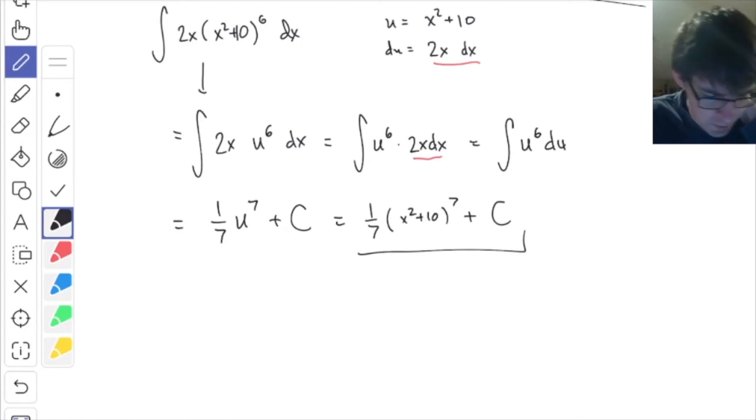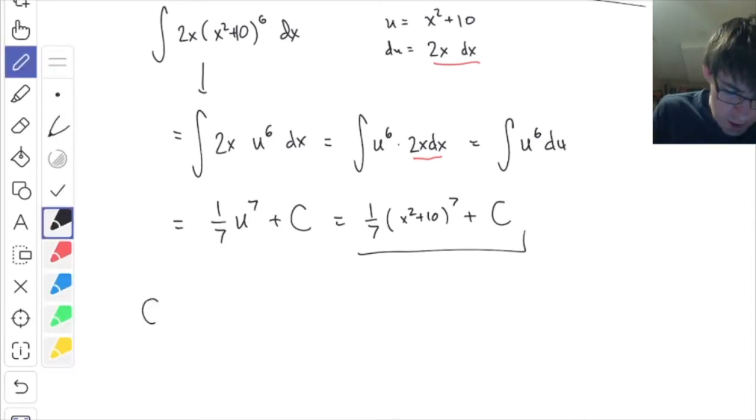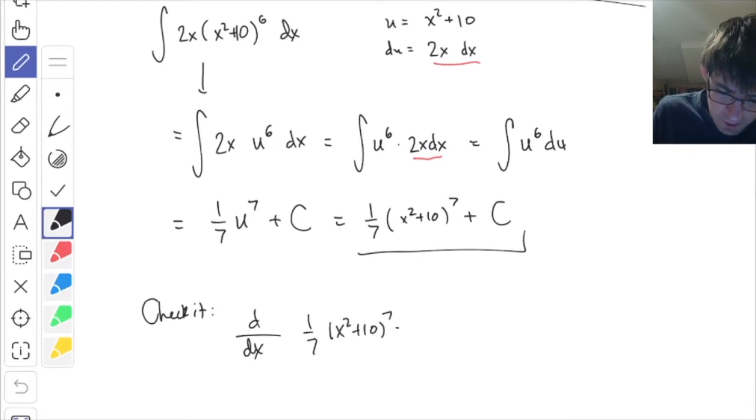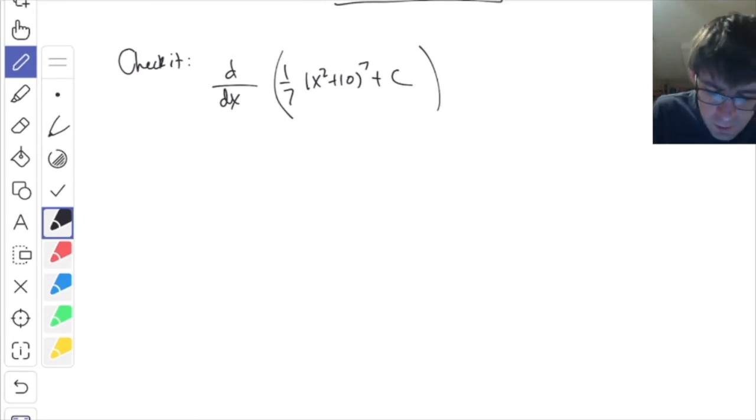The whole point of this procedure is that this thing that I ended up with is supposed to be the antiderivative of what I started with. That means if I did it right, the derivative of this will equal this thing that we started with originally. So we can check it. Check yourself before you wreck yourself. You take the derivative of the answer, 1/7 (x squared plus 10) to the 7 plus c. And this is a good idea to do if you have a few extra minutes on the test or whatever. What do we do for this derivative?